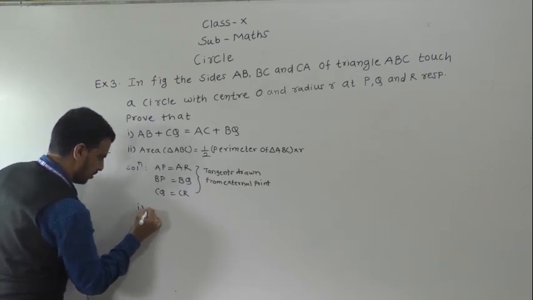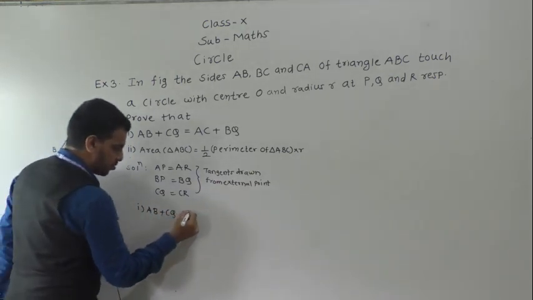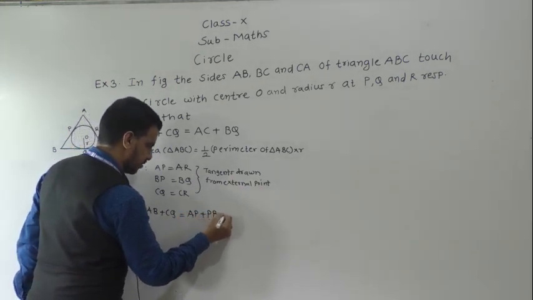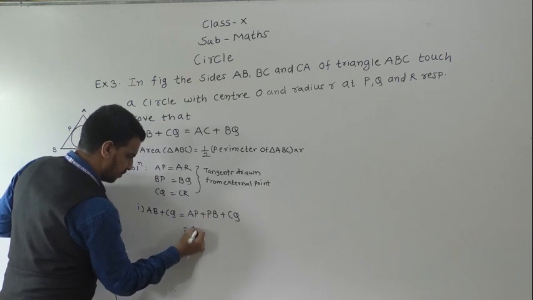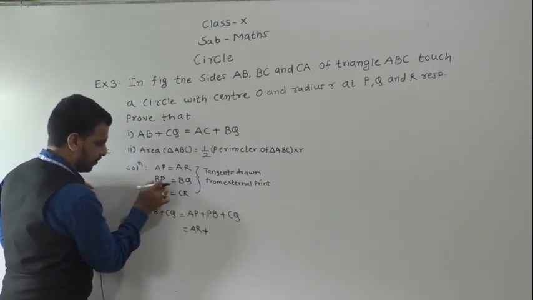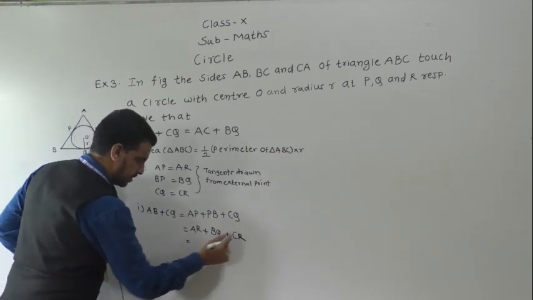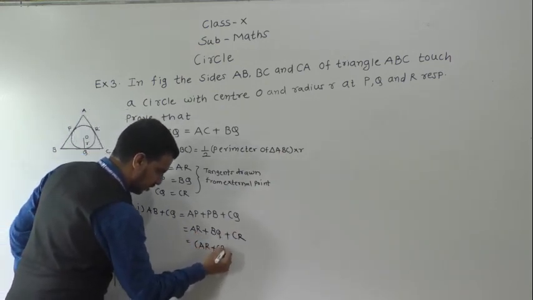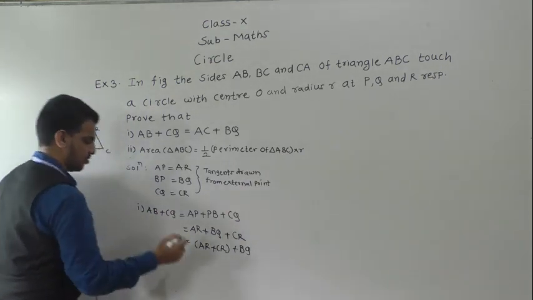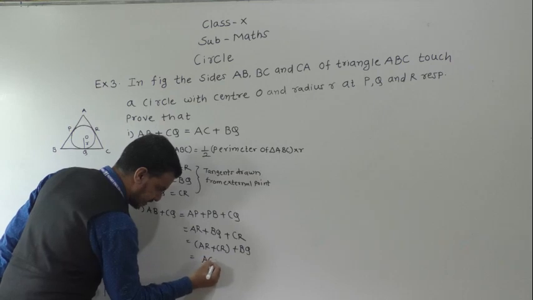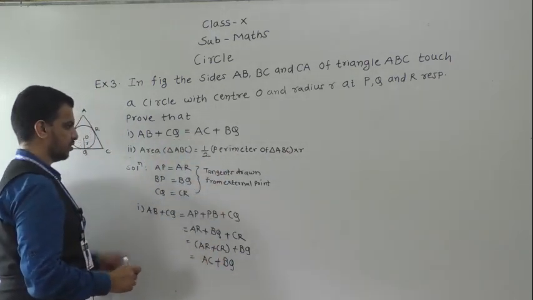Then we start from the LHS, AB plus CQ. Here AB we can write as AP plus PB, plus CQ. Now instead of AP put AR, PB or BP we can write BQ, and CQ we can write CR. If we take AR plus CR together, plus BQ, AR plus CR is AC. So we get AC plus BQ, which is the RHS. So AB plus CQ is equal to AC plus BQ. This is the first one.